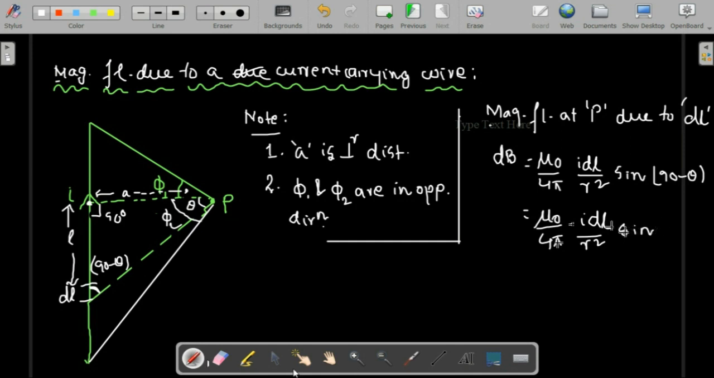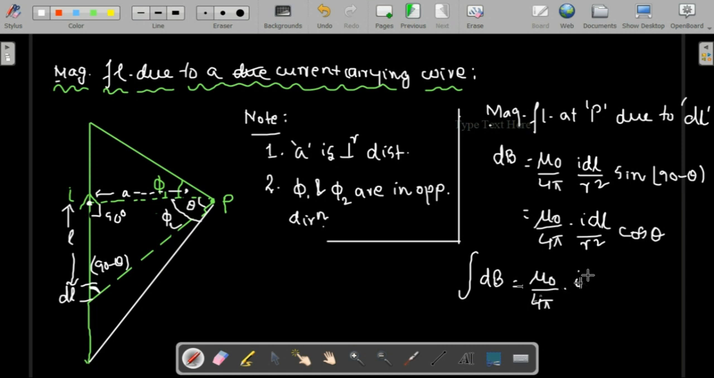So this is I dl divided by r square cos of theta. Now this is because of a small current carrying element. If you want to find out the entire magnetic field, obviously we have to integrate it. And if you look into these components, mu naught by 4 pi is a constant, I can take it out. I, the current, is a constant.